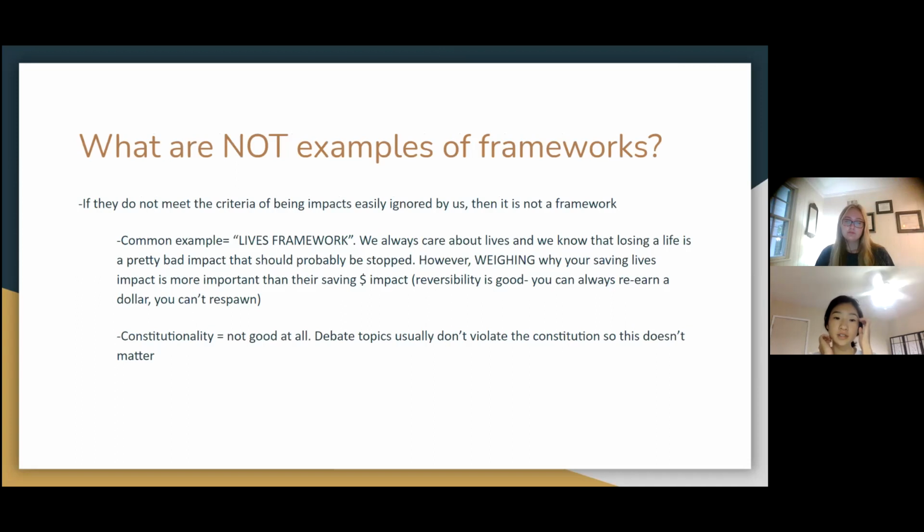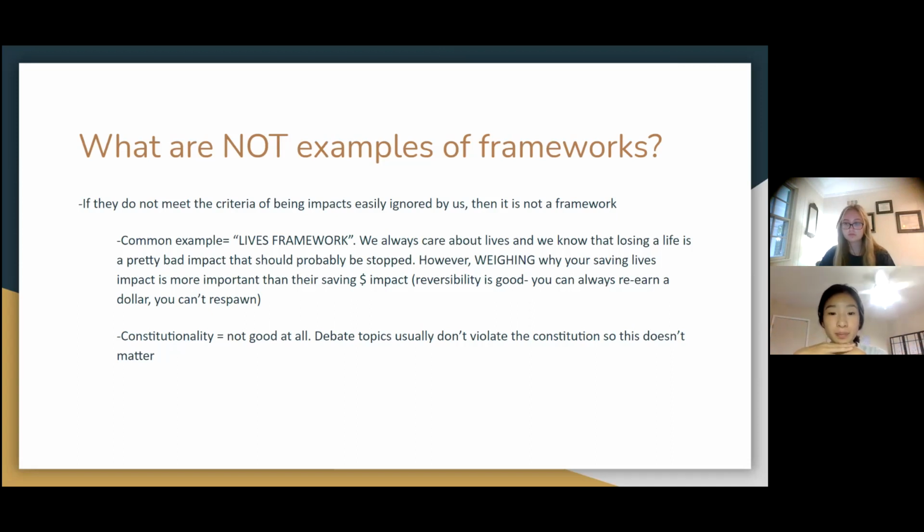Okay, so what are some non-examples of framework? Basically, if they do not meet the criteria of being impacts that are easily ignored, it's not a framework. So a common example is if in your case you say, we should prioritize this round based off of lives. That's not a framework because people already are going to vote for the team. The default is people are going to vote for the team that impacts out to the greatest amount of lives. So we always care about lives, and we know that losing a life is a bad impact and it should be stopped. So you don't have a unique framework or unique impact that constantly gets ignored.